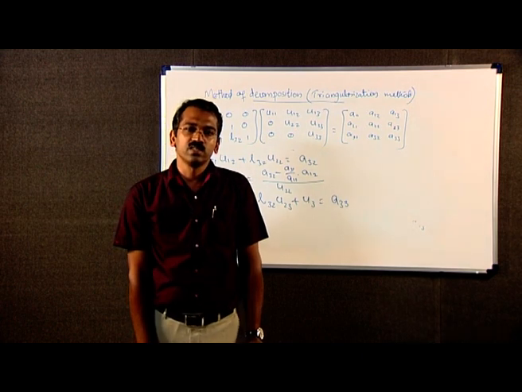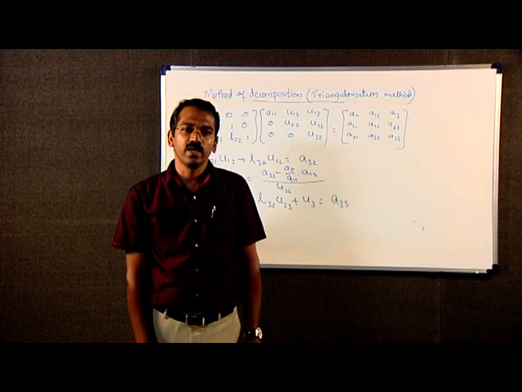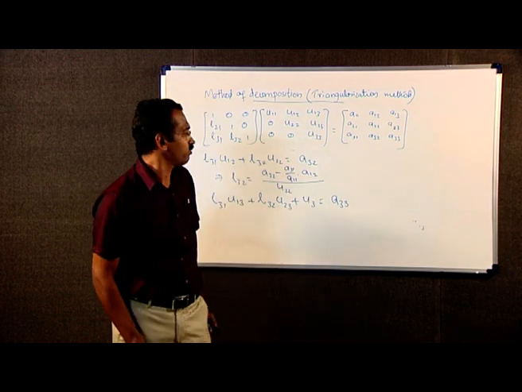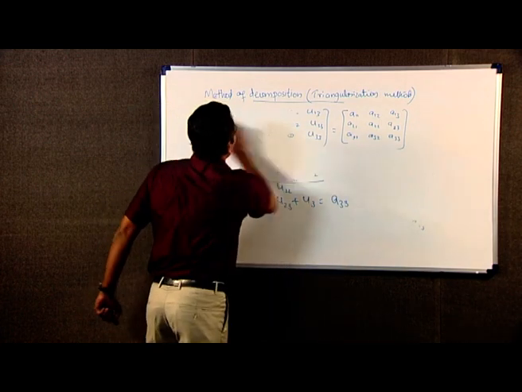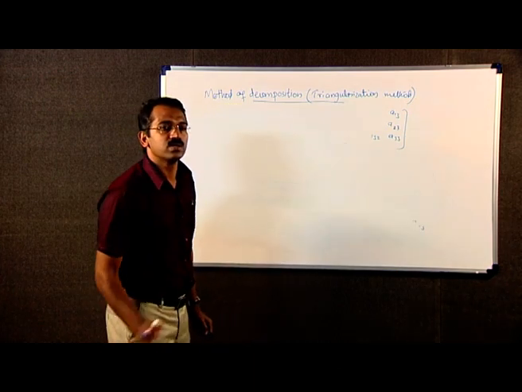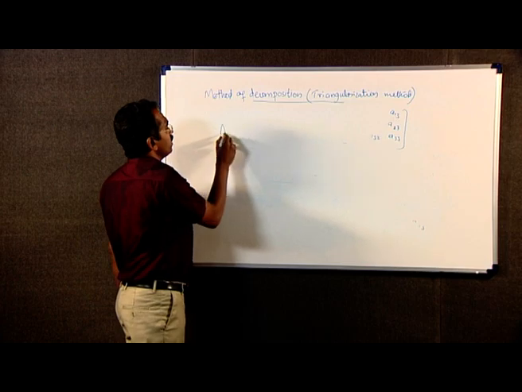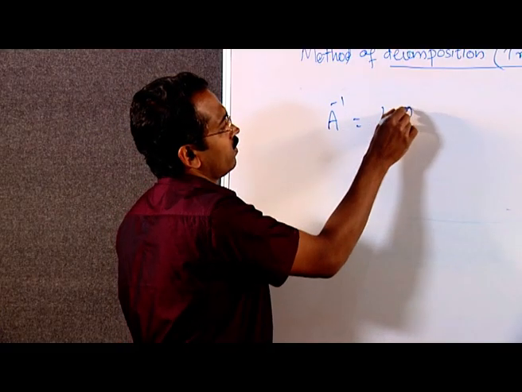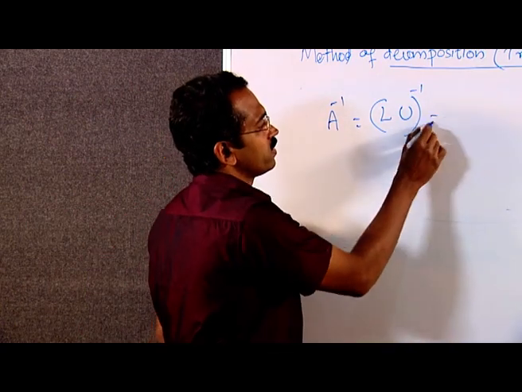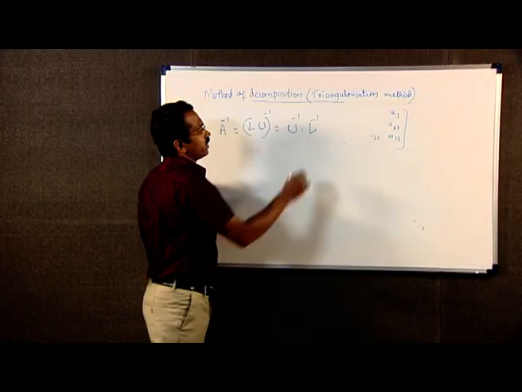When the factorization is effected, the inverse of A can be computed from the formula A inverse is equal to LU inverse, that is equal to U inverse into L inverse.